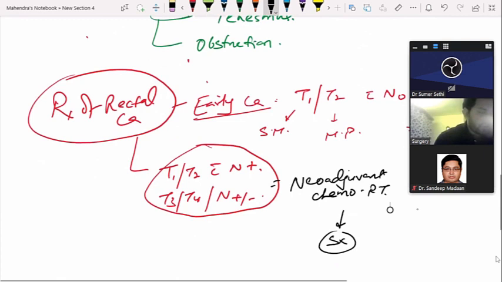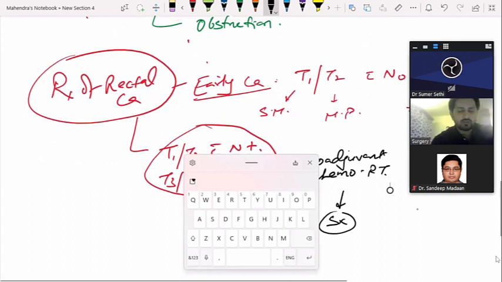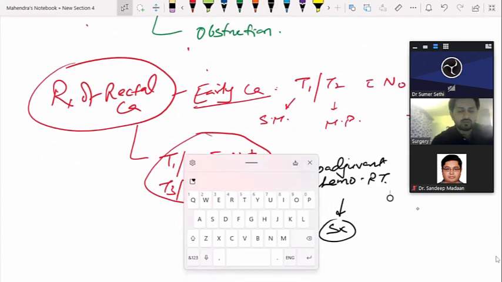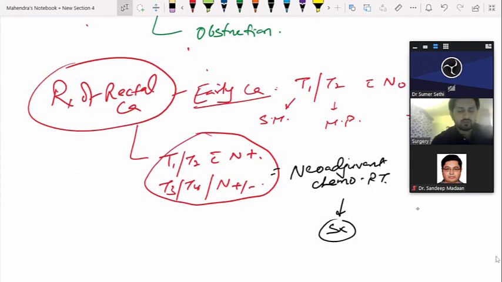So we're not going to discuss the whole management of rectal cancer. We are here to discuss the surgery part, along with Sandeep Madan sir, because he has dealt with this anatomy very nicely, all the important points he has covered, and I'm sure that you have understood the basic anatomy.